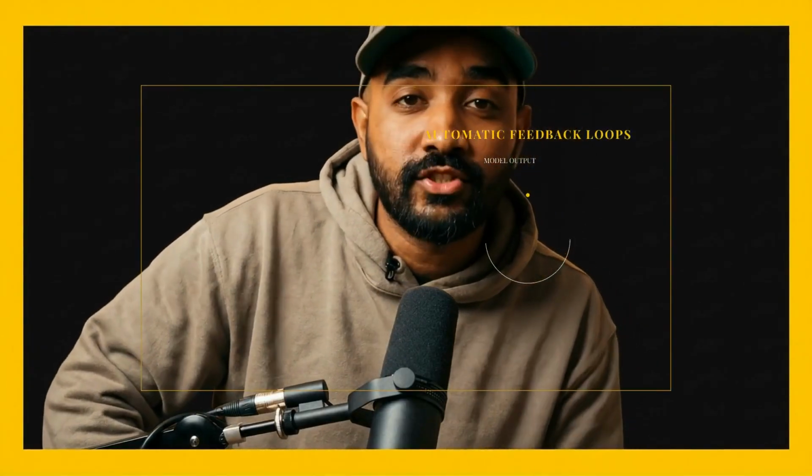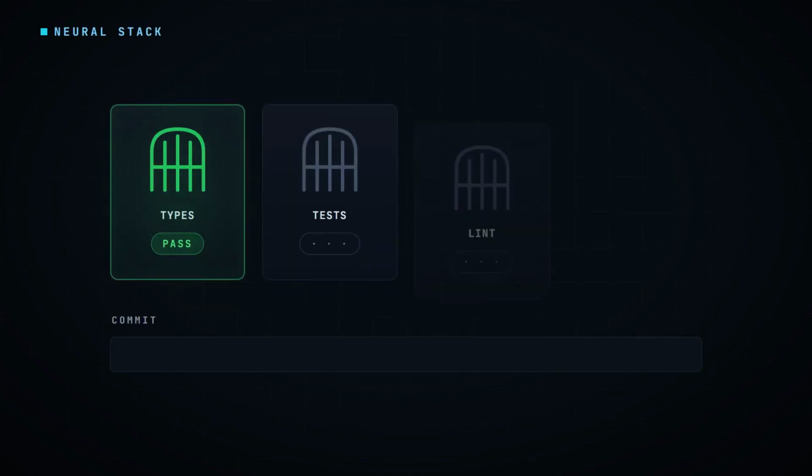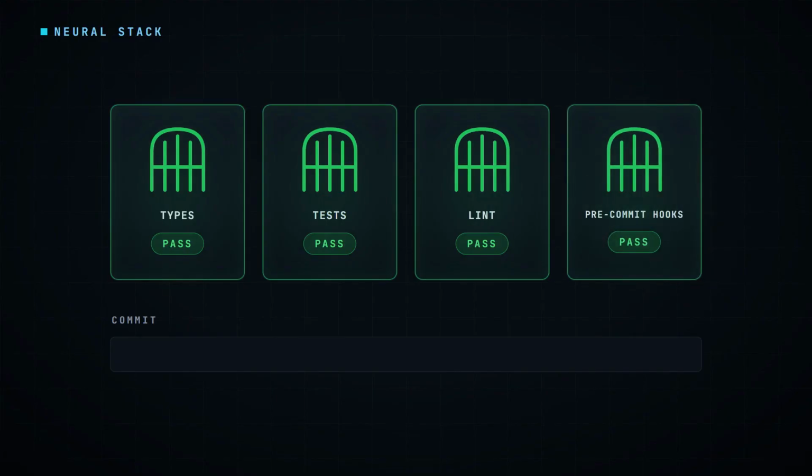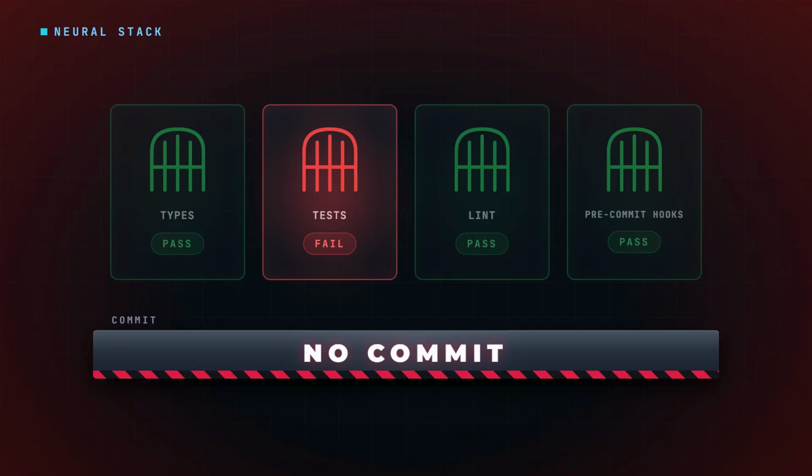But don't stop at one agent reviewing another. You bolt on automatic feedback loops the model can't sweet talk its way past. These are the gates that don't have opinions, only verdicts: types, tests, linting, pre-commit hooks. Each one raises the quality of what the loop produces, because each one is an objective signal the model can't argue with. And the rule tying them all together is deliberately blunt. If any feedback loop fails, the agent does not commit. No green light. No moving on.